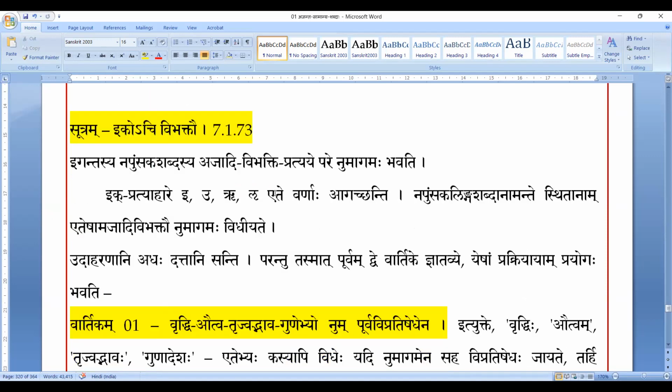We were doing the Vari Shabda. So I will do that Vari Shabda here, assuming that Achi is not there in the sutra. Let us see what happens. The sutra, I hope you understand: Iko Achi Bhakto, Ikaha Igantat Napumsakat Vibhakto Ajadi Bhakto Pratyaya Pare.